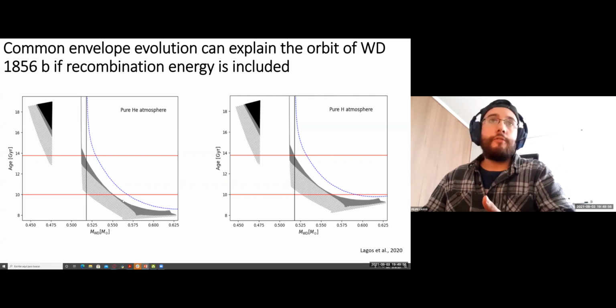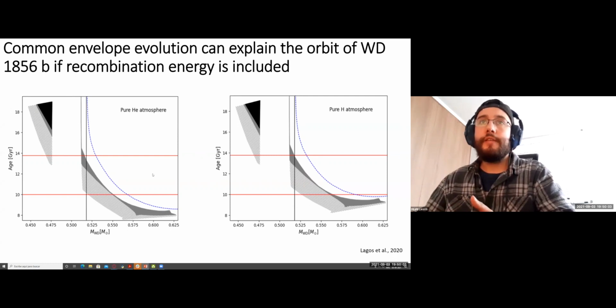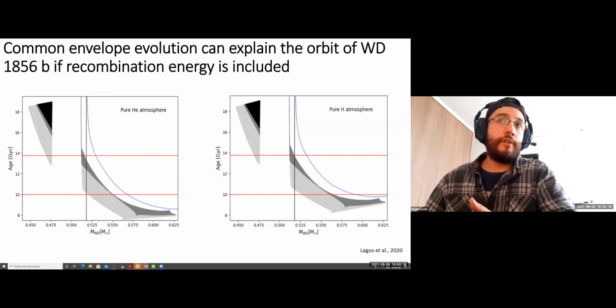Well, about the figures, the red lines represent the age of the thin disk and the age of the universe. The black line represents the best fit for the mass of the white dwarf, and the blue line is the age of the white dwarf, assuming single stellar evolution. The black area represents a common envelope evolution without considering recombination energy.